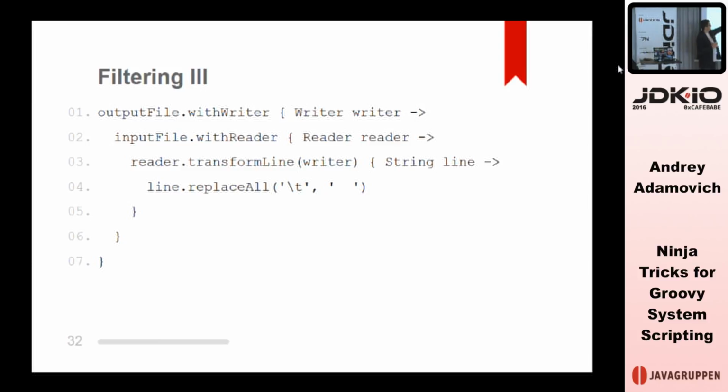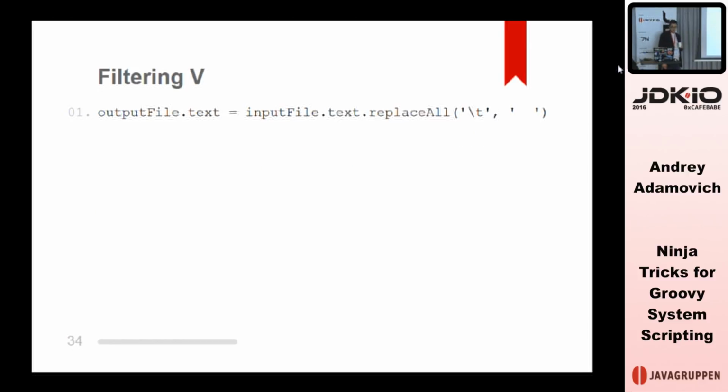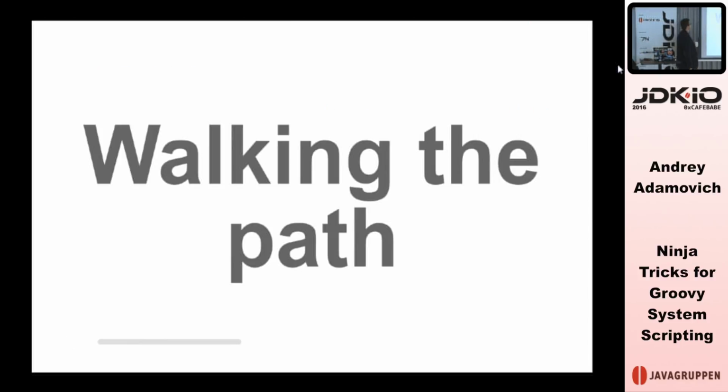We can also do transformations like that if we have a reader. And it's really worth exploring what Groovy adds on top of a normal Java object, because it will give you a lot of nice things like this transformLine, filterLine, and all these kinds of methods. And you can always also do things like that, just replacing the full contents of the file. But of course, you have to know that the file is not super big, because otherwise you can run out of memory.